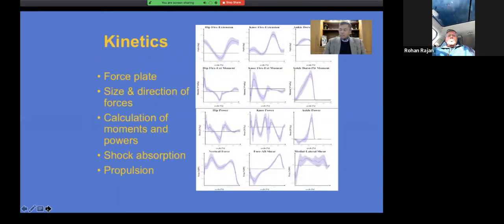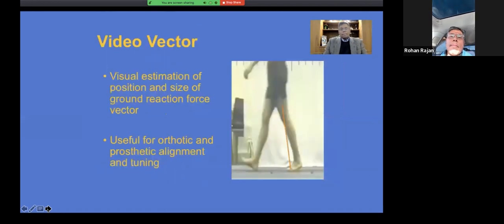Kinetics measures the forces that produce the segment motions. We use force plates to measure this, from which we can then calculate moments and powers. We also use video vectors to visualize and estimate the position and size of the ground reaction force to a patient, and this is very useful for orthotic and prosthetic management and alignment, for example, fixed ankle foot orthoses, etc.